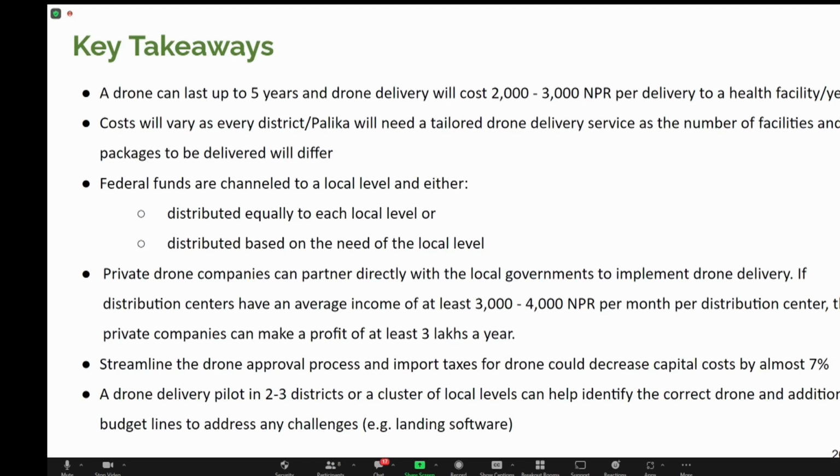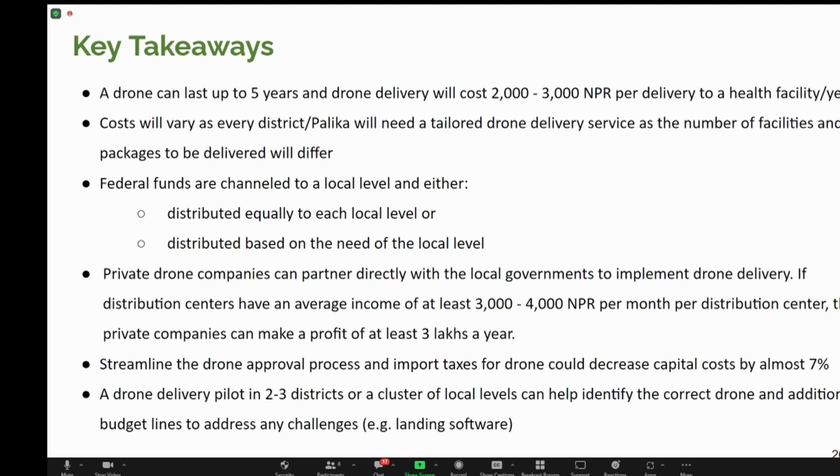One of the main points that came up when we spoke to private drone companies was that the process for getting approval and the import taxes for a drone were quite high. So if we can find some way to subsidize or waive that, then it decreases the capital costs by almost 7%. And it doesn't mean waiving the approval process, it just means streamlining it so that it may not take up to 4 or 6 months.